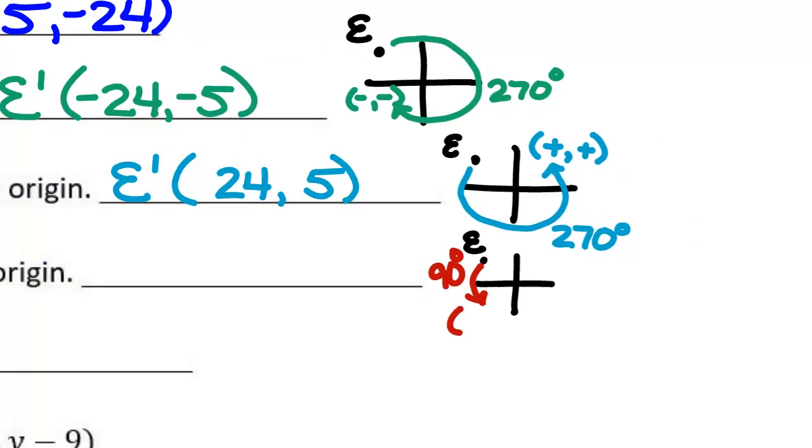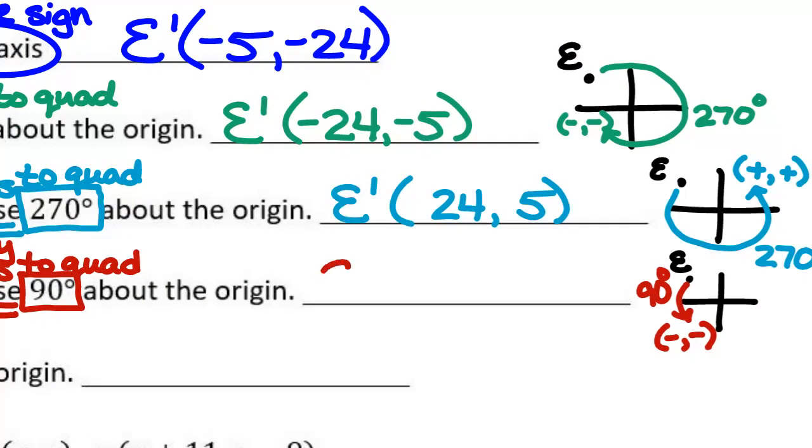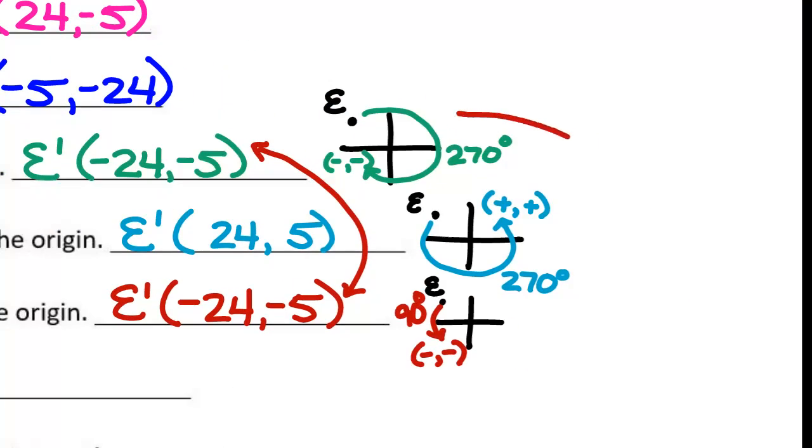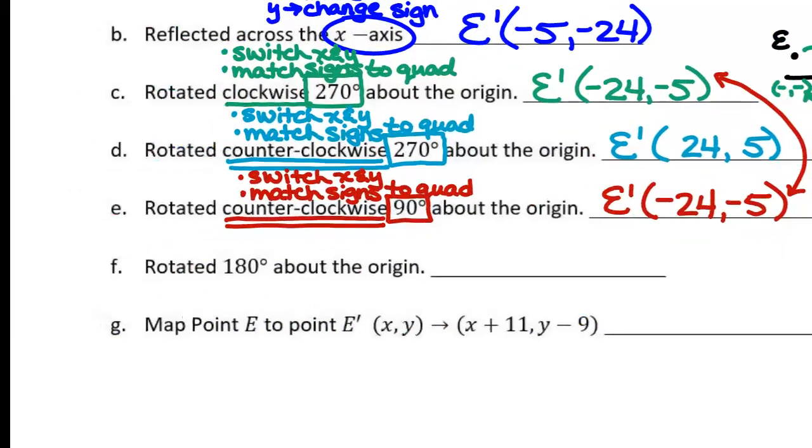That's going to put me in the third quadrant. You guys already told me that that's a negative x and a negative y. I have to switch my x and my y and make sure they're both negative. So I get negative 24, negative 5. Notice that these two end up in the exact same position, so my E prime has the exact same value.